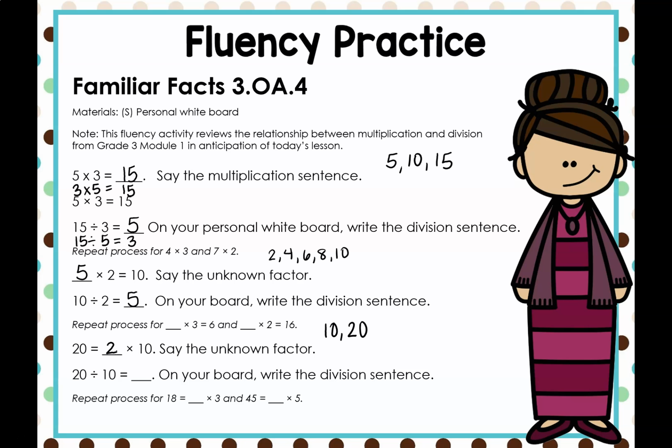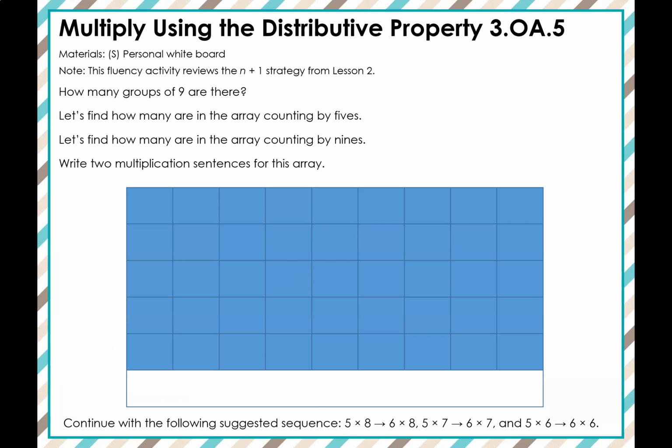Now let's use that fact family to solve 20 divided by 10 equals blank. Well, we're missing 2 in our fact family, so 20 divided by 10 must equal 2. Okay, so that's going to be really important for today's lesson, using fact families in order to figure out the related multiplication and division sentences. Good job. Go ahead and erase your whiteboards.